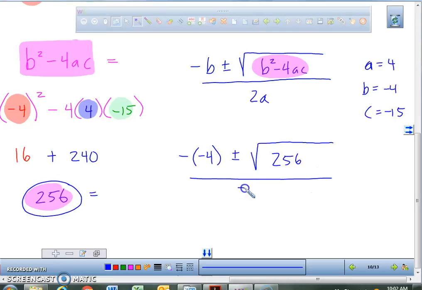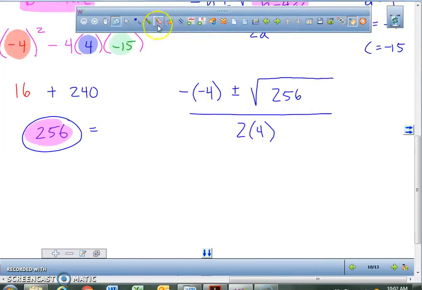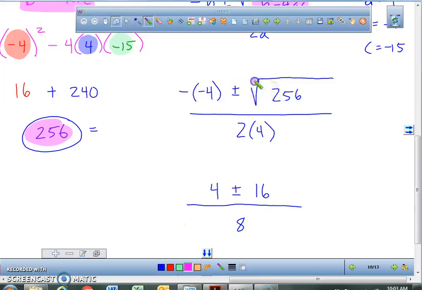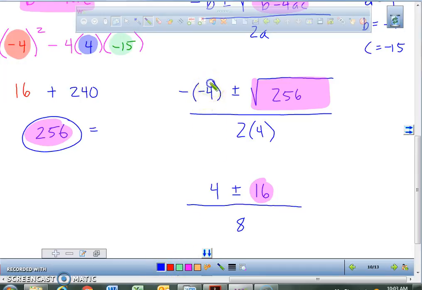Divided by 2 times a, which is 8. Yes, it will eventually get us to 8. We're plugging things in because we want to make sure that we get everything right. Myra, you said 4 because you already did a negative times a negative, which makes it a positive 4. Plus or minus the square root of 256, which is actually 16, thank you, Ryan. 2 times 4 gets us 8. So I need you guys to understand, this part right here simplifies to the 16. Yes, we're still going further. This part right here became the 4, and this part right here became the 8.